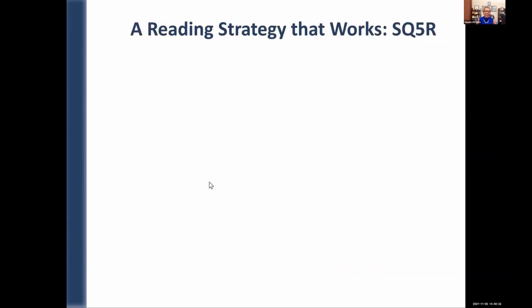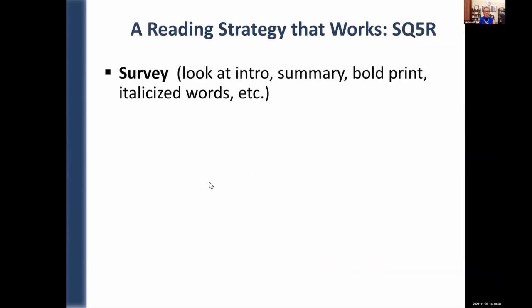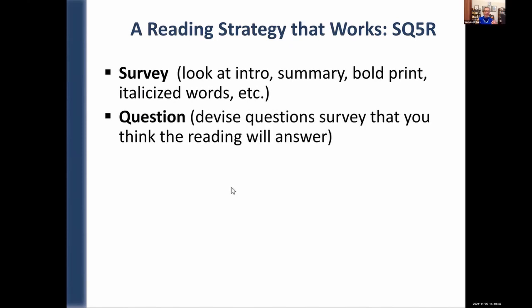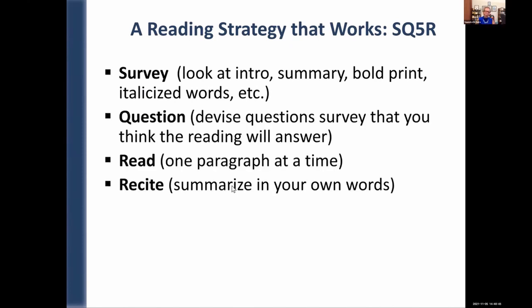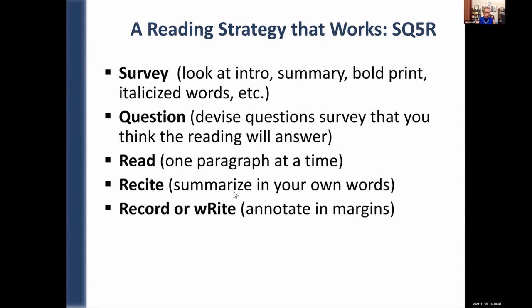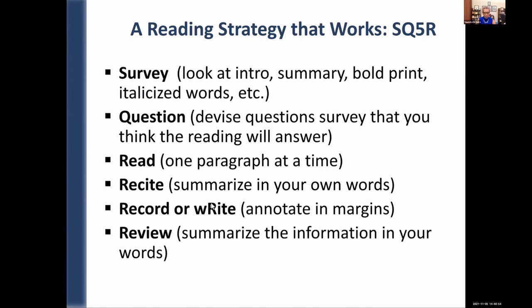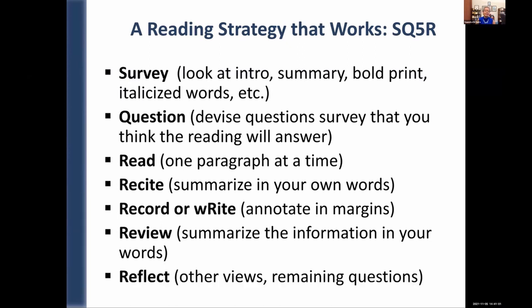The next slide is just a summary of that. It's called SQ5R. Some of you may have heard of SQ3R, but it's up to five now. Do that survey, come up with questions, and then do that reading one paragraph at a time while you're summarizing in your own words. And you can teach them to annotate in the margins if there are any key concepts or lingering questions they have. Then the next R is review. When you get to the end of a whole section, stop and summarize that information. And then the last R is for reflect. Are there any other views or remaining questions?